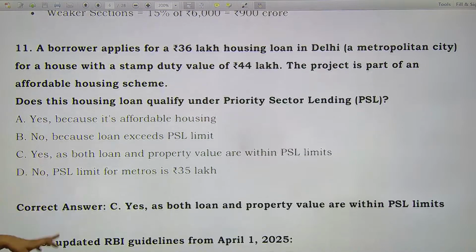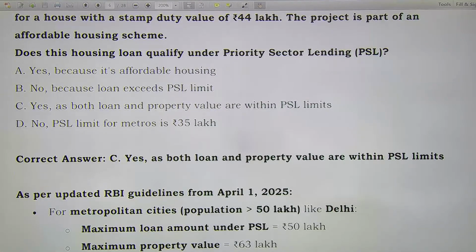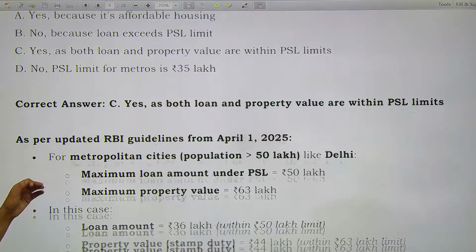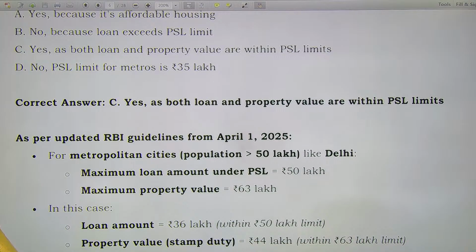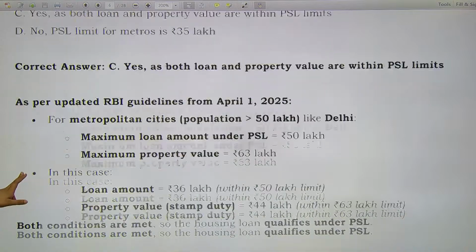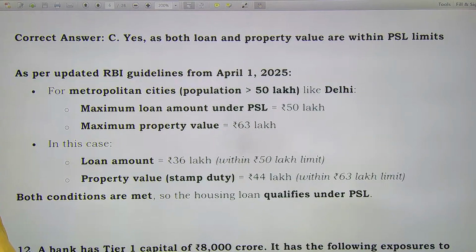So, over here, yes, both the loan and property values are within the PSL limit. So, what are the PSL limits? As per RBI guidelines from April 1st, 2025, in metropolitan cities where the population is greater than 50 lakhs, like Delhi, maximum loan amount should be 50 lakh, maximum property value should be 63 lakhs. So, in this case, both the conditions are fulfilled and hence it would be taken under PSL.